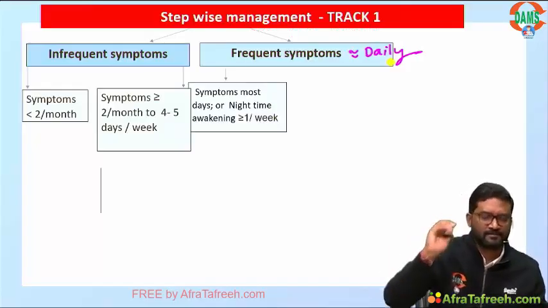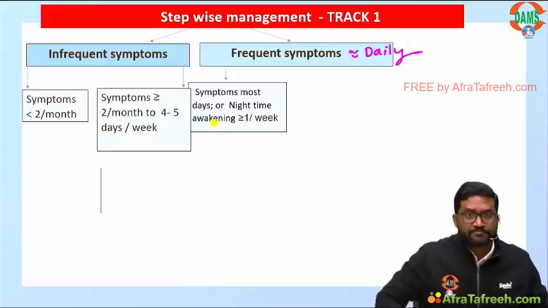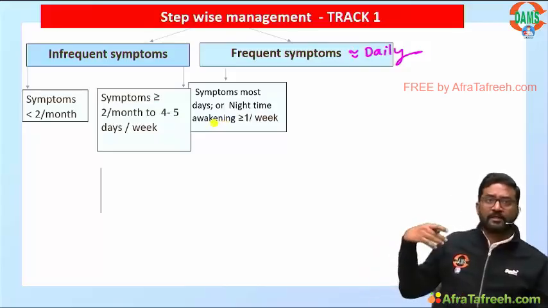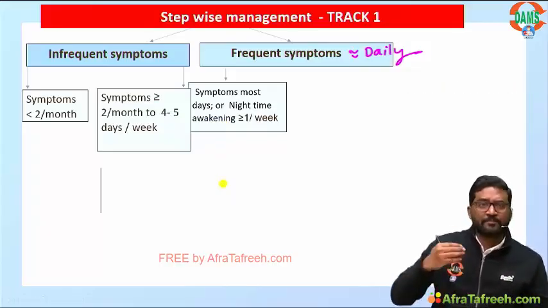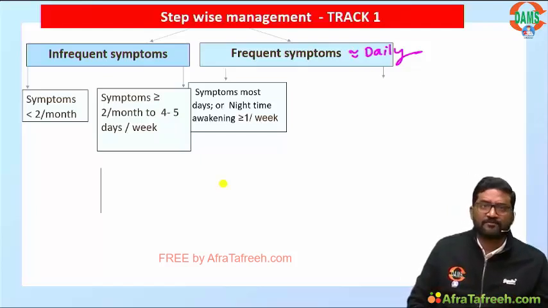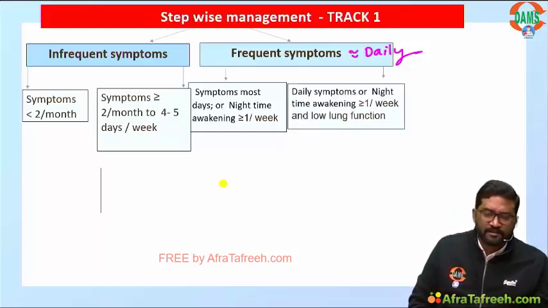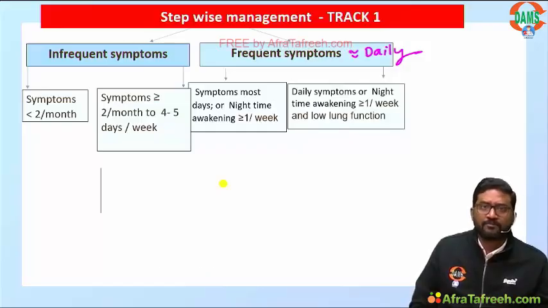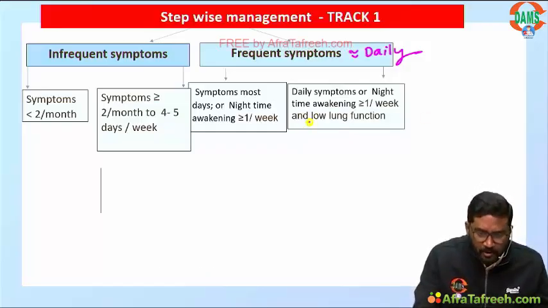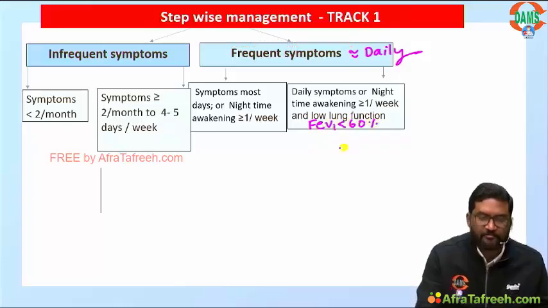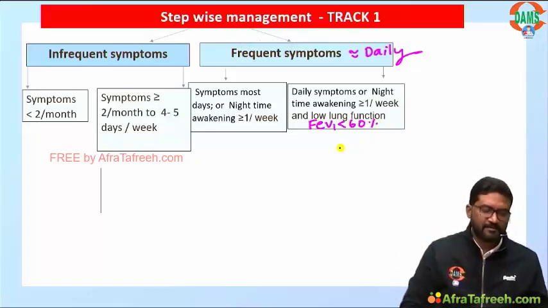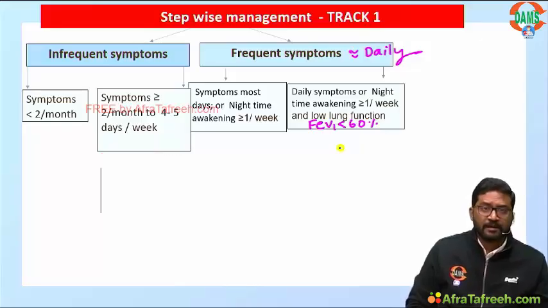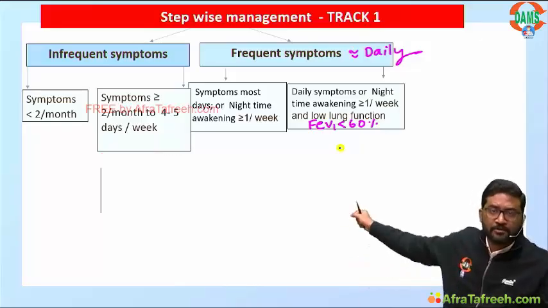So frequent symptoms, most days, nighttime awakening more than or equal to 1 per week. So what is nighttime awakening? Nighttime awakening is sleep disturbance due to asthma. Then we have daily symptoms or nighttime awakening more than or equal to 1, and low lung function. Low lung function, FEV1 less than 60% of predicted. You have done a PFT and his FEV1 is less.